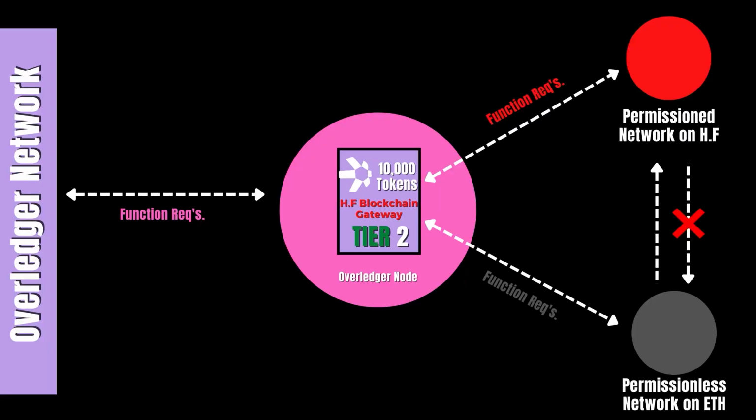Now, for example, a permissioned blockchain built on Hyperledger Fabric could connect to a permissionless blockchain like Ethereum, but as for the other way around, well, that simply wouldn't be possible unless the permissioned blockchain allowed it. That basically means that a network like Ethereum could only attempt to send function requests to a permissioned network built on an enterprise blockchain like Hyperledger Fabric if said enterprise authorized it.